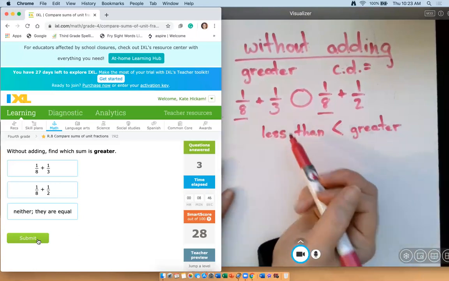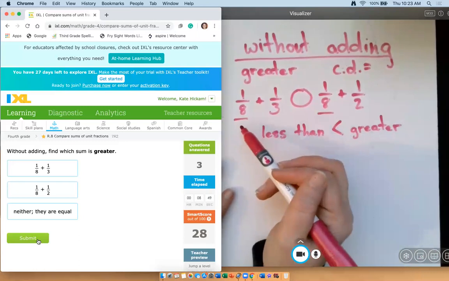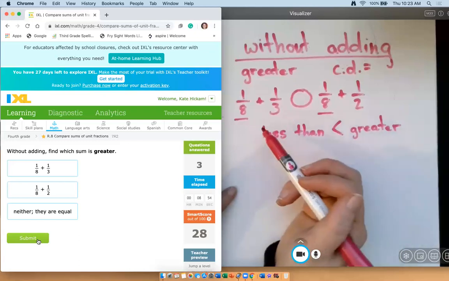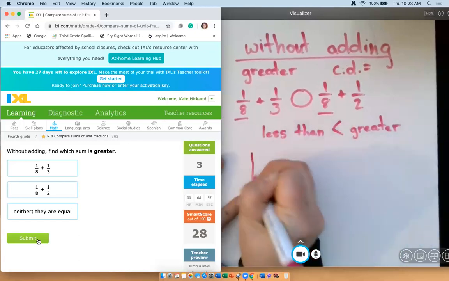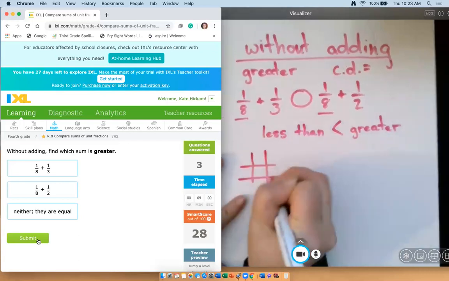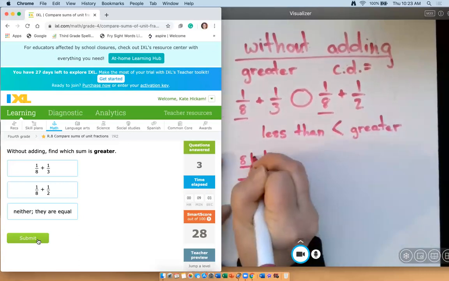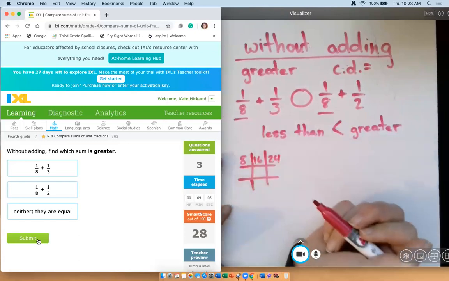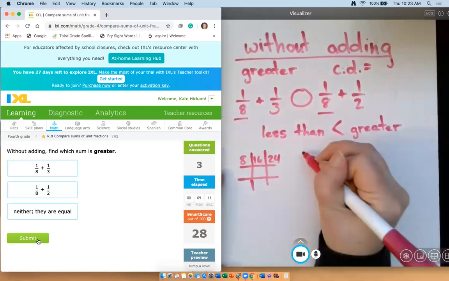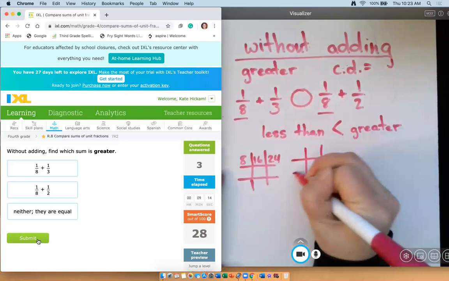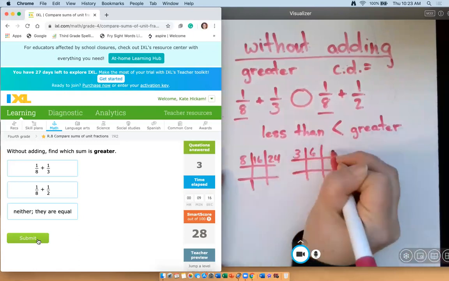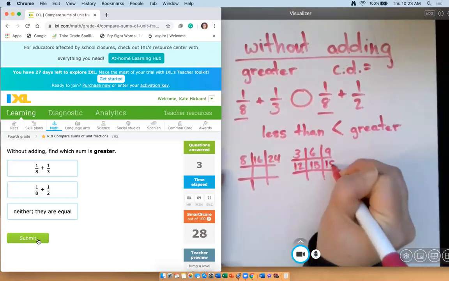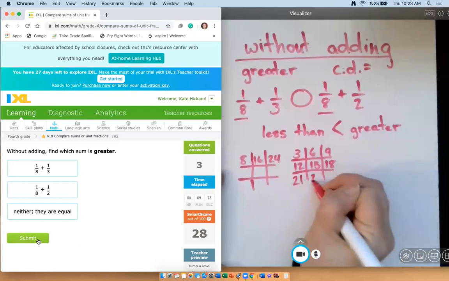3 doesn't go into 8 evenly, so I have to think, does 8, 16, does 3 go into 16? No. Well, if I did a tic-tac-toe for my 8s, I would have 8, 16, 24. Does 3 go into 24? And if I didn't know this off the top of my head, I would do a tic-tac-toe for each of my numbers. So I have 3, 6, 9, 12, 15, 18, 21, 24. Ooh, they do go in evenly.